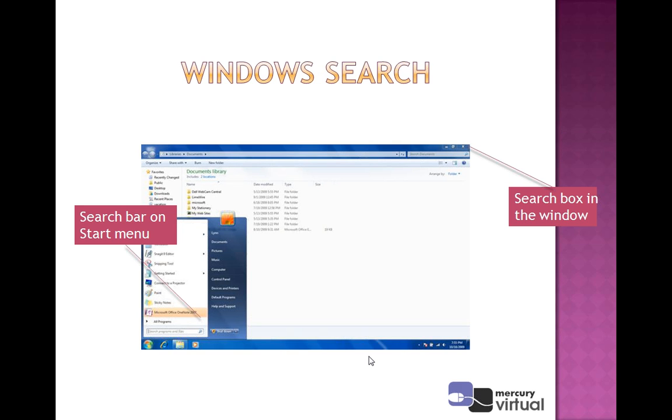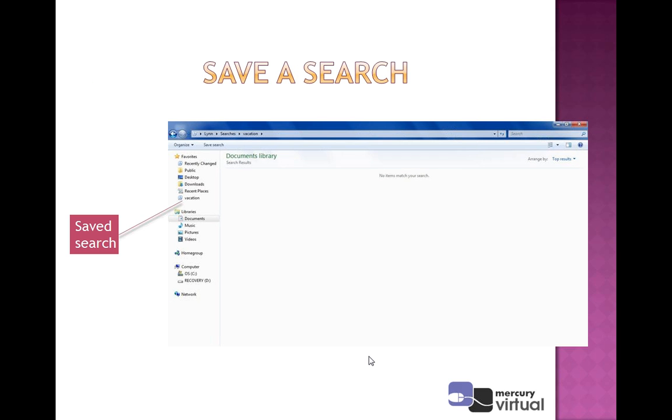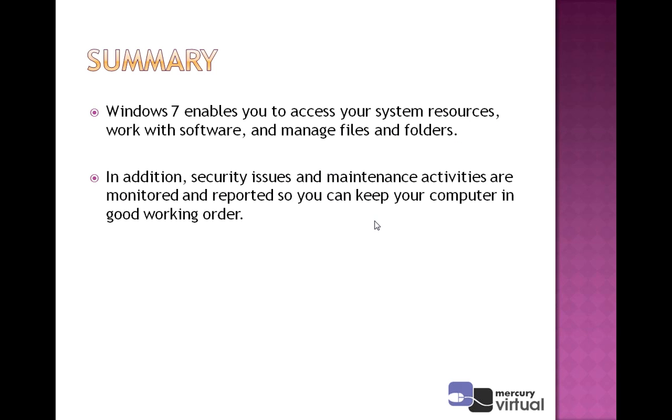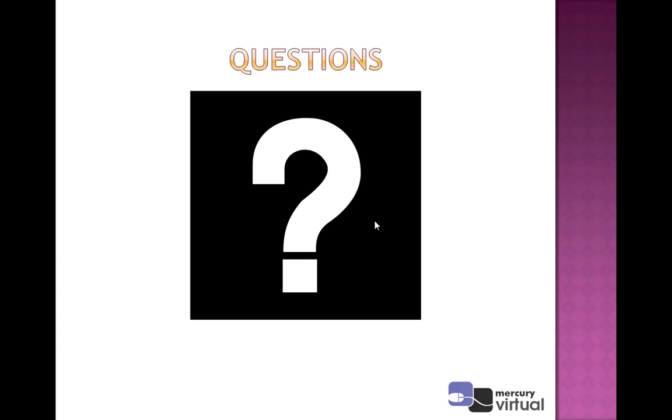Then parental control, Windows search, you can search anything from Windows. You can also expand or narrow a search. You can also save the searching which you have done in Windows. Then there is help and support. You can use the help option to search anything or to browse any topic. And then at last, summary.